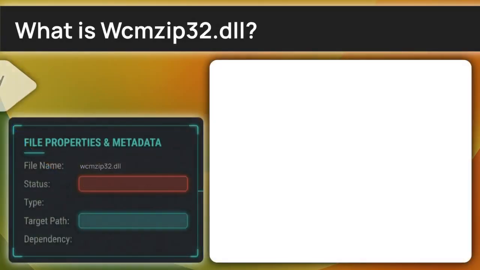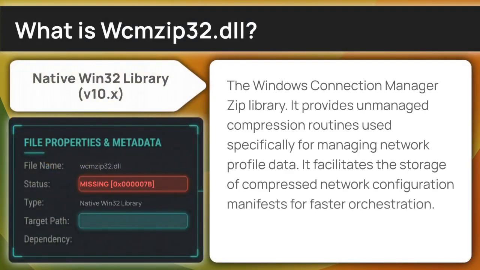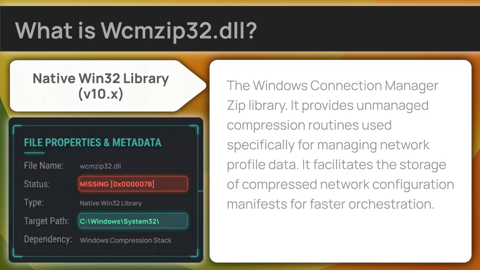This is the wcmzip32, the Windows Connection Manager zip library. It provides unmanaged compression routines used specifically for managing network profile data. It facilitates the storage of compressed network configuration manifests for faster orchestration. With the why out of the way, let's focus on getting you running again.